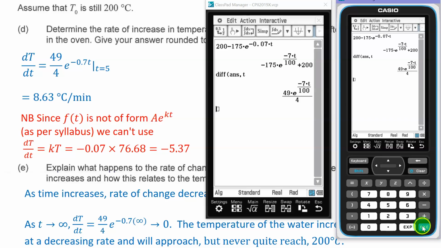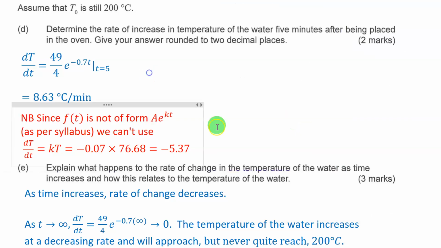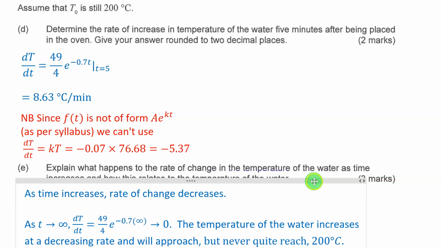So we want the answer given that t is equal to, so we'll steal the t from there this time, t is equal to 5. And this time we'll do it in decimal mode, because that's not going to look very pretty in exact mode. So there it is. It's increasing at 8.63 degrees centigrade per minute. And then finally, part E, what happens to the rate of change in temperature as time increases, for 3 marks.